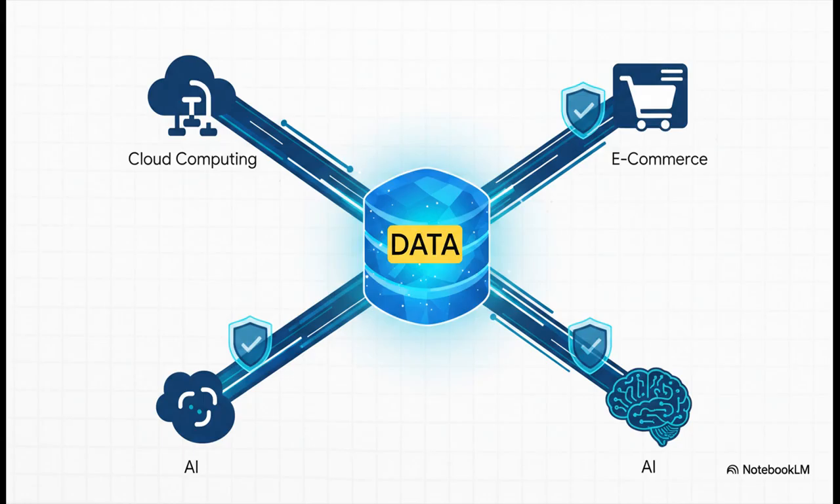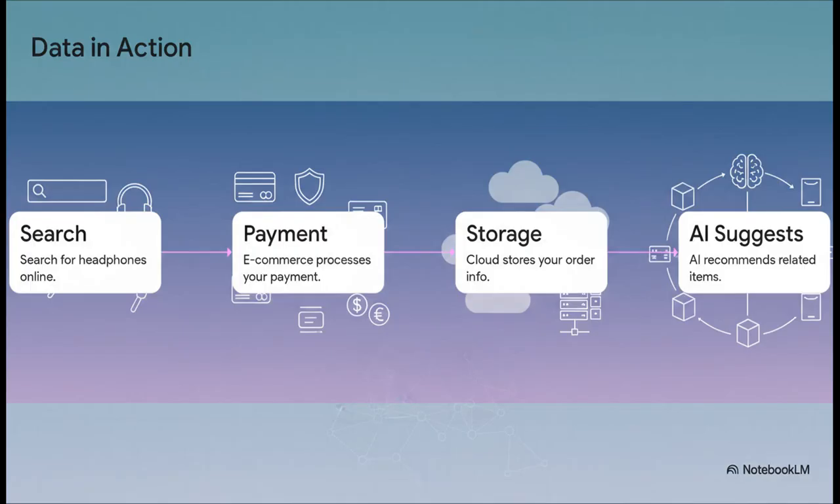If your information is incomplete, outdated, or poorly protected, the whole system can start spitting out bad or even harmful results. Let's trace a super simple online shopping trip. You search for headphones, you pay through an e-commerce platform, the cloud securely stores your order, and boom, AI instantly recommends a matching headphone case.